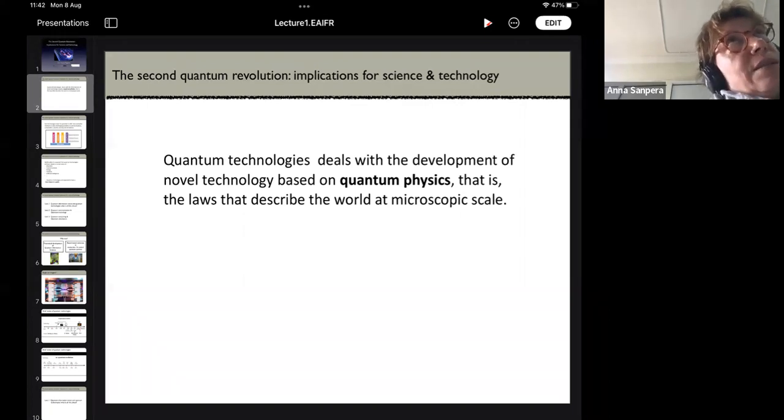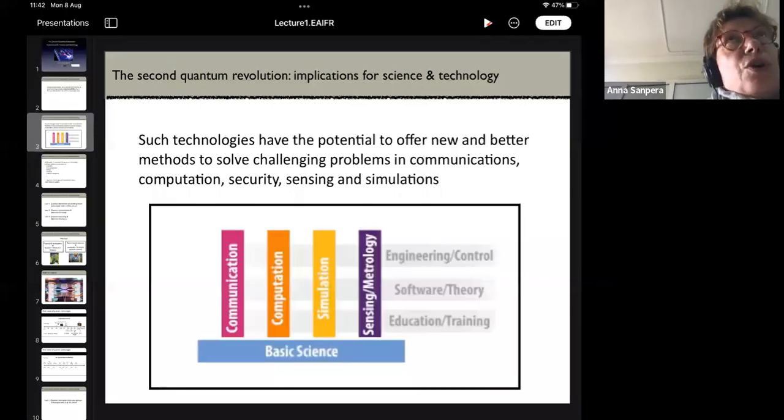Okay, and this is something that until very recently has not been possible. So up for today, because these things is something that is going to change a lot. When we talk about quantum technologies, we talk about something that we call the 4 pillars of quantum technologies. Because these technologies, we know that they will have the potential to offer better methods to solve problems in communication, in computation, in simulations and sensing, but not only that, also in basic science.